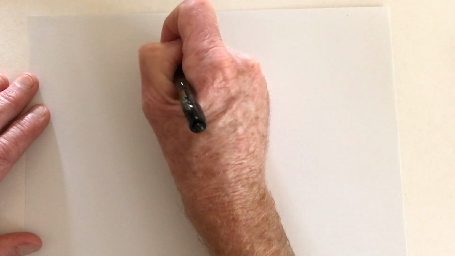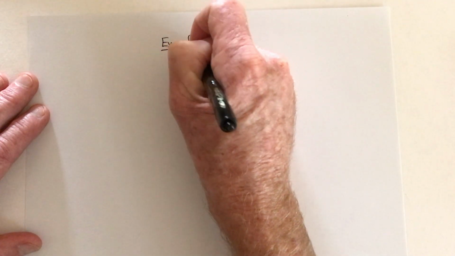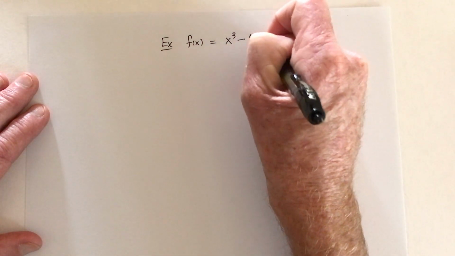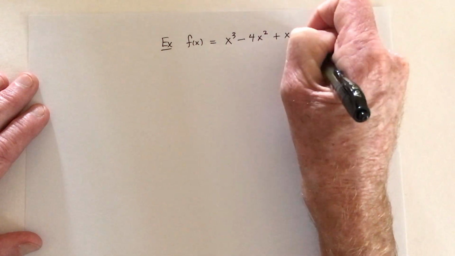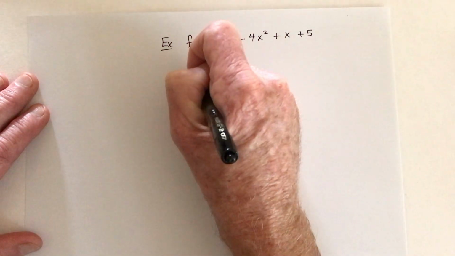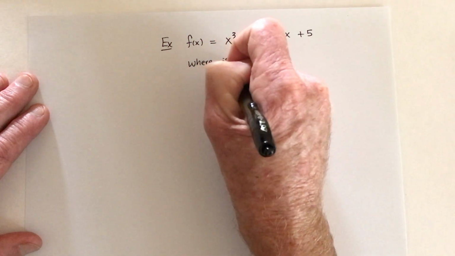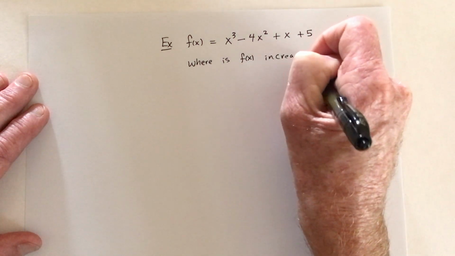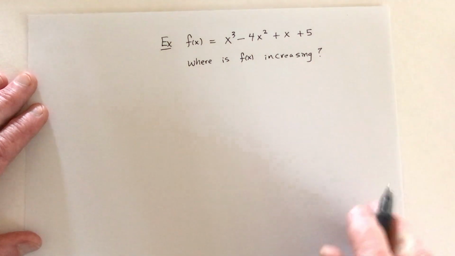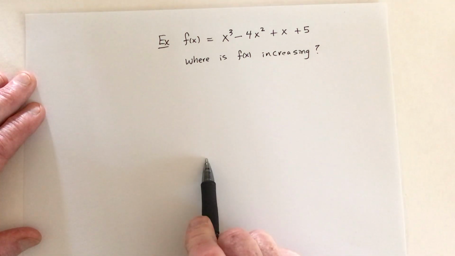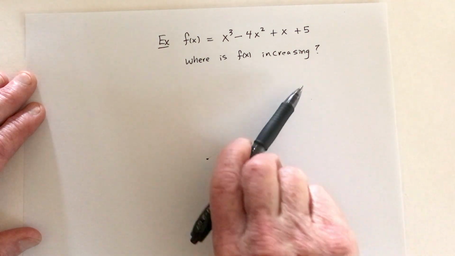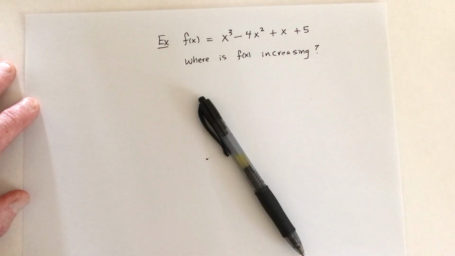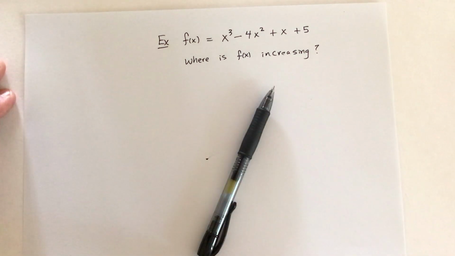So for the last example, suppose you have the function x cubed minus 4x squared plus x plus 5. And the question is, where is the function increasing? So increasing means it's going up like this. So basically this general shape, not this, that's decreasing, but like this, increasing.